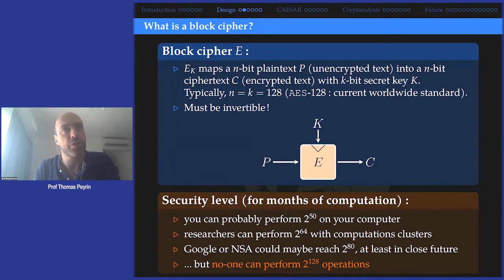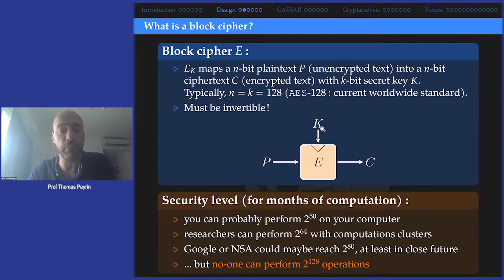I'm not even sure if 2 to the 80 is currently reachable, but maybe you can, or maybe in the near future it will be possible. But the key point is that it's impossible to perform 2 to the 128 operations. This is way, way too big. This number is so huge that you're never going to be able to do this number of operations. So this is why we're using 128 bits of key here.